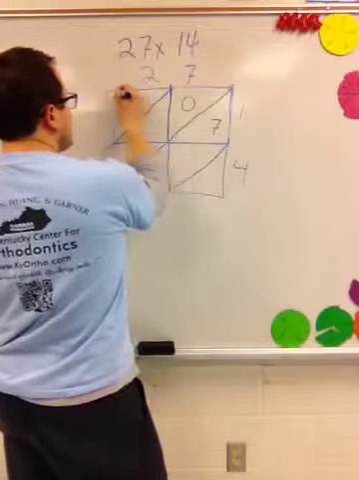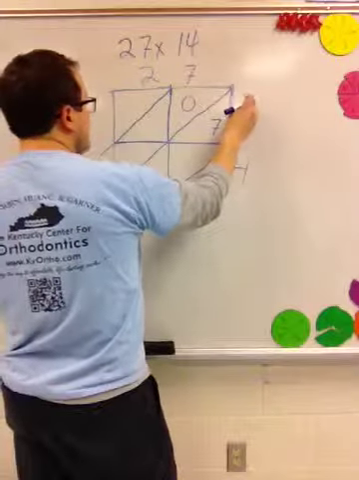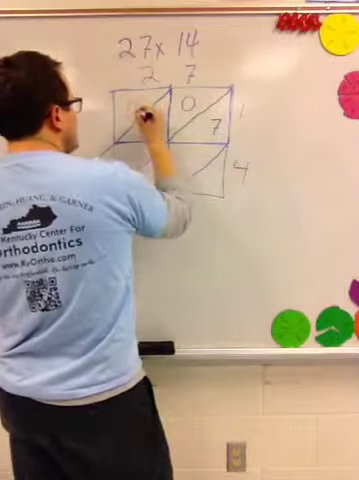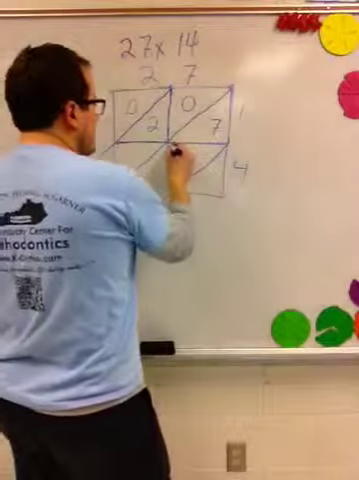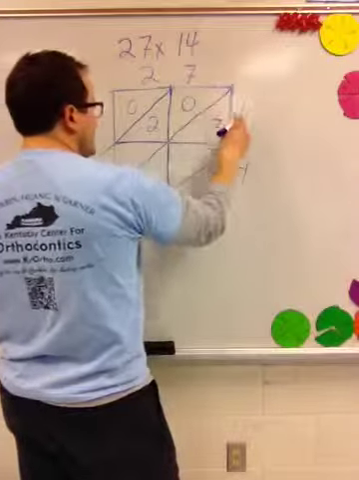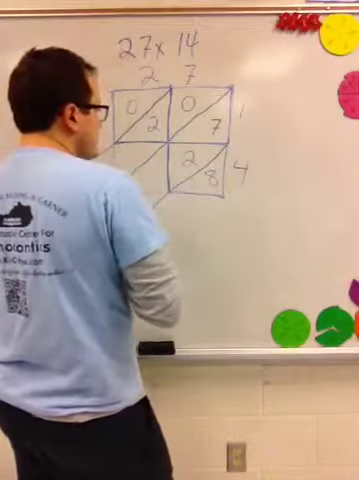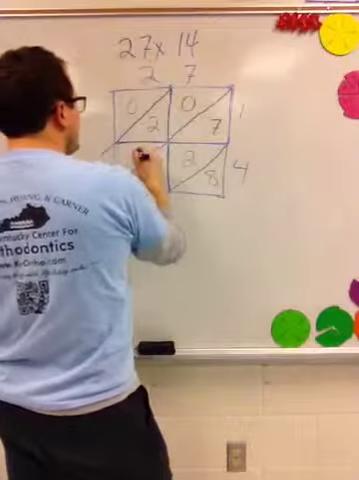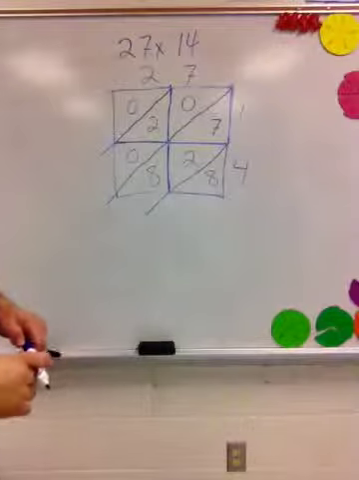And then in this little box right here, we're going to get the product of the multiplication sentence, 1 times 2, and that gives us 2. Pretty easy. And then down here in this little box, we're going to get the product of the multiplication sentence, 7 times 4, and we know that to be 28. And then in this box, it's going to be the product of 4 times 2, and that's going to be 8.